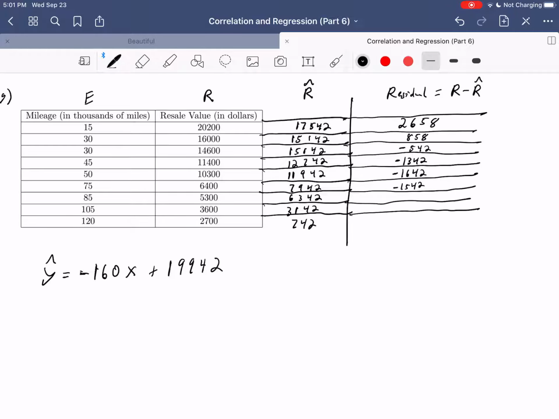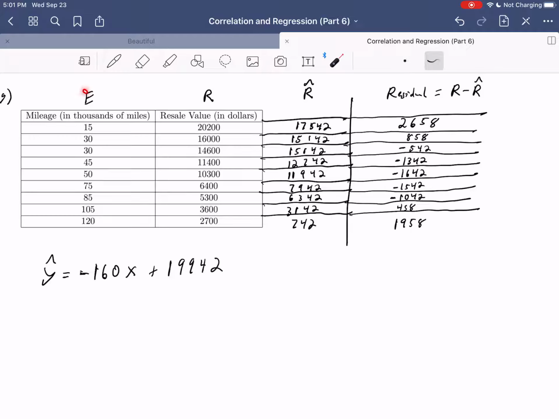5,300 minus 63,000, or 6,342 minus 1,042. Then 3,600 minus 3,142, 458, and then finally 2,700 minus 742. We should get 1,958. Okay, now we are ready to actually draw our residual plot.